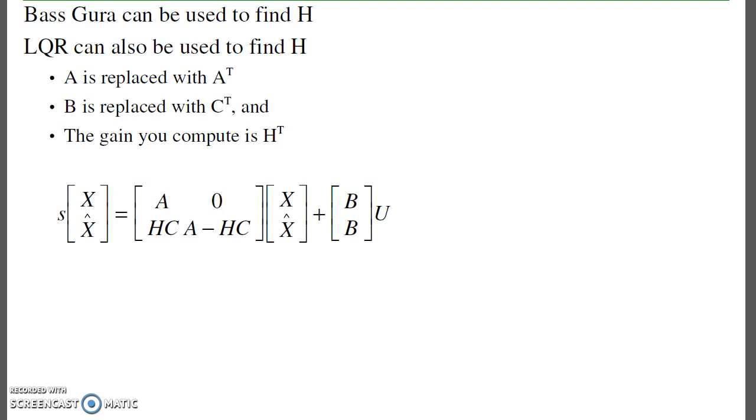The trick to finding the feedback gain H using LQR methods is I replace A with A transpose, B is replaced with C transpose, and the feedback gain you get, instead of being Kx, is now your observer gain H, or actually H transpose. Once I find H using LQR methods, it goes into my plant and observer as follows. The observer has the same dynamics as the plant, plus I feed back H times the difference between y minus y hat, which is going to be HCx, or Hy, minus HCx hat.